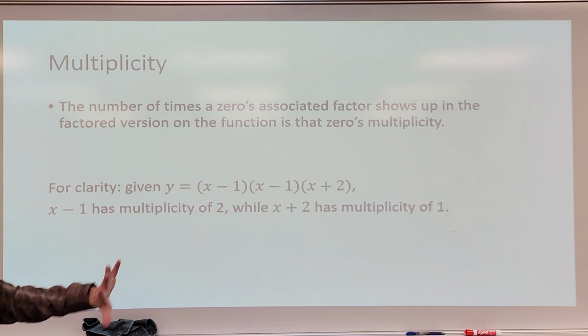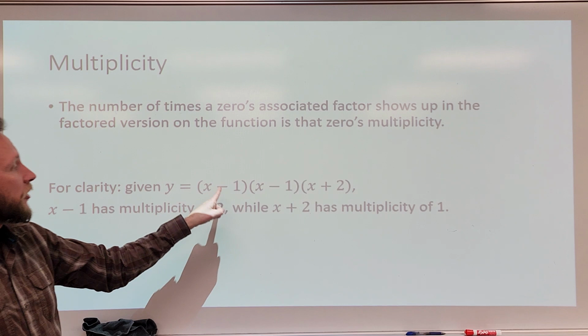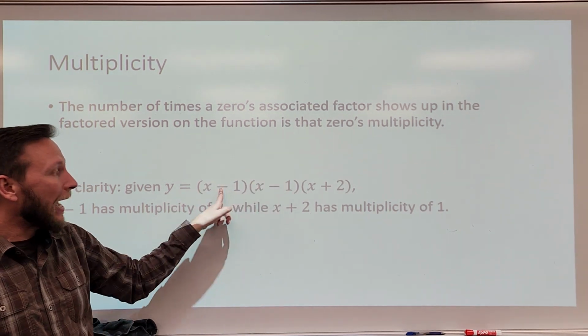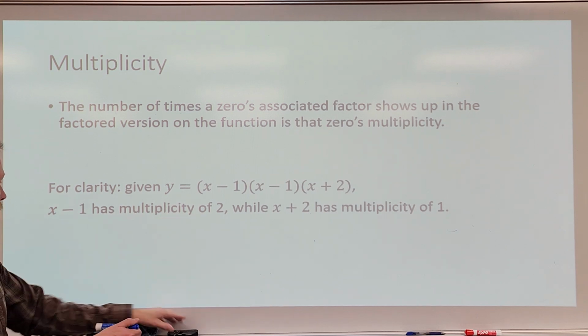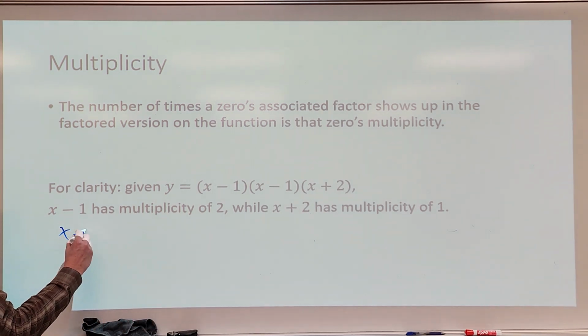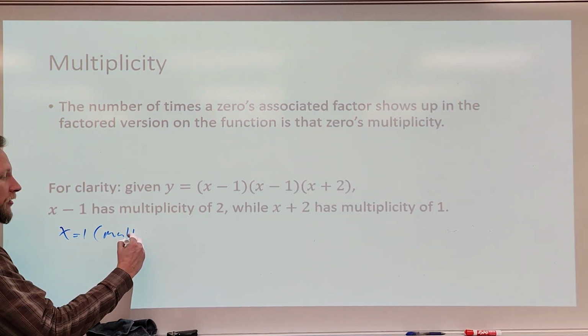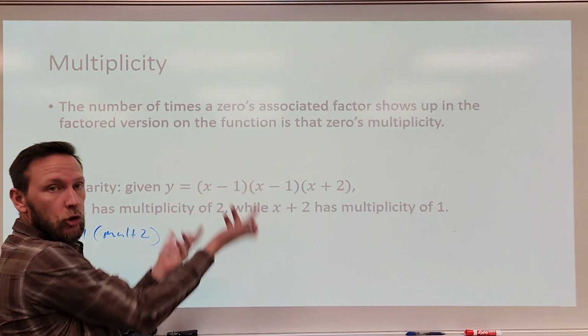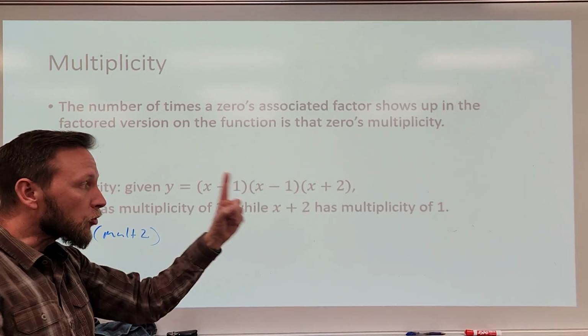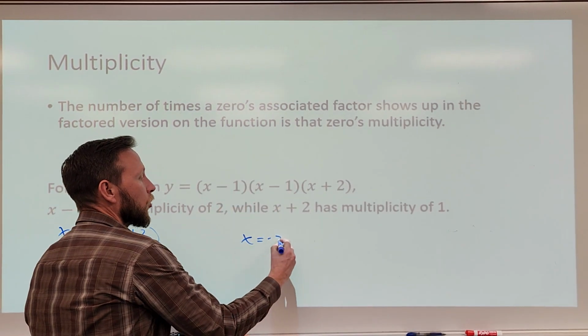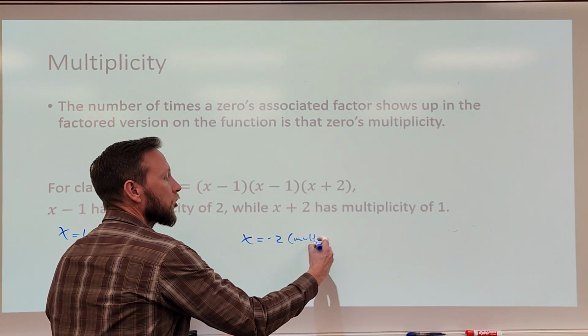So I know that sounds really crazy. Basically, here's what this means. This means that x minus 1 happens twice, so x equals 1 is a 0 that has a multiplicity of 2 because it happens 2 times. X plus 2, that factor occurs 1 time, so we would say x equals negative 2 has a multiplicity of 1.